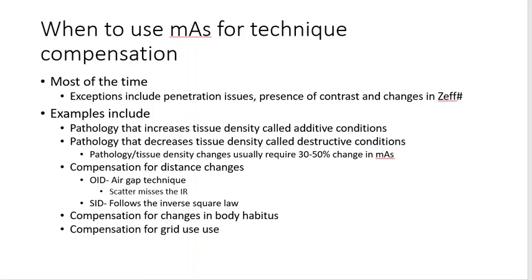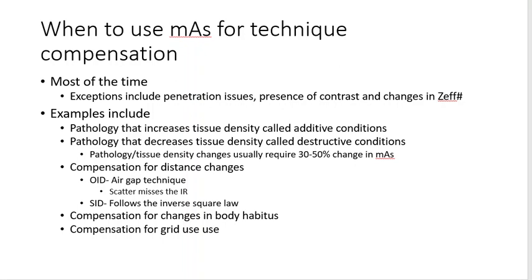Same thing if you use a grid. And we'll talk about grids later in the semester. But if you introduce a grid, grids absorb a lot of scatter radiation. And with that absorption of scatter radiation, you're going to lose some radiographic exposure. So you need to reintroduce that exposure. If you increase your kVp, you just create more scatter radiation again. So you want to increase your mass.